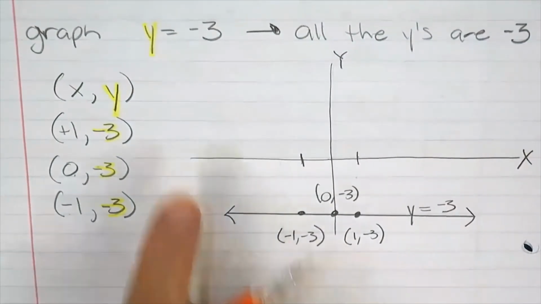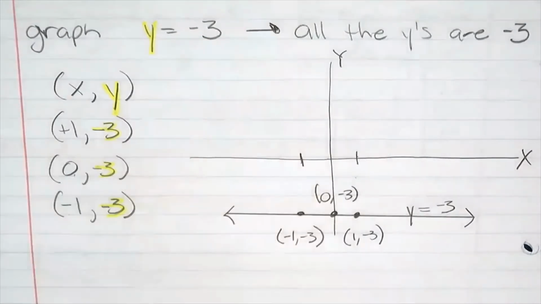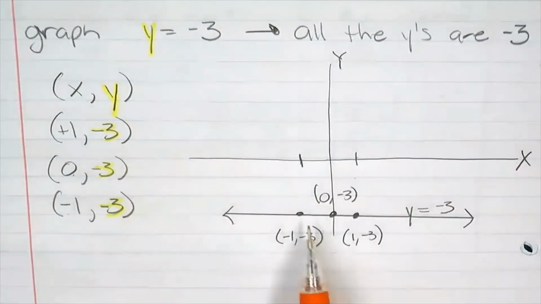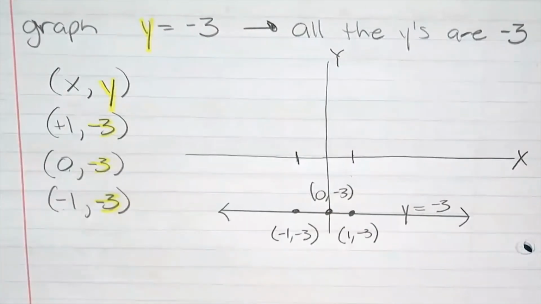So this is still a linear equation. The solutions form a line. It's just a very special type of linear equation where all of our y's are equal to -3.